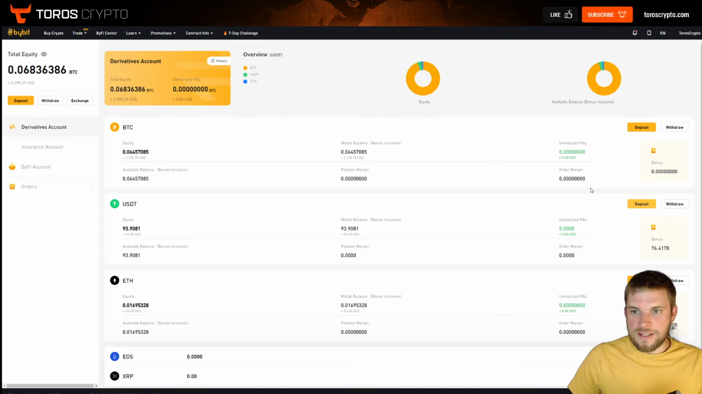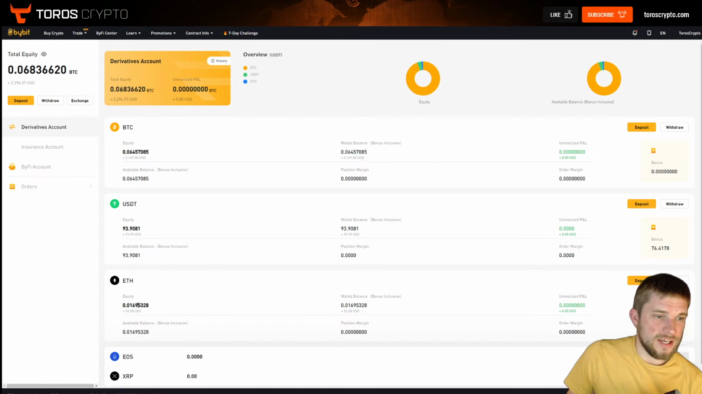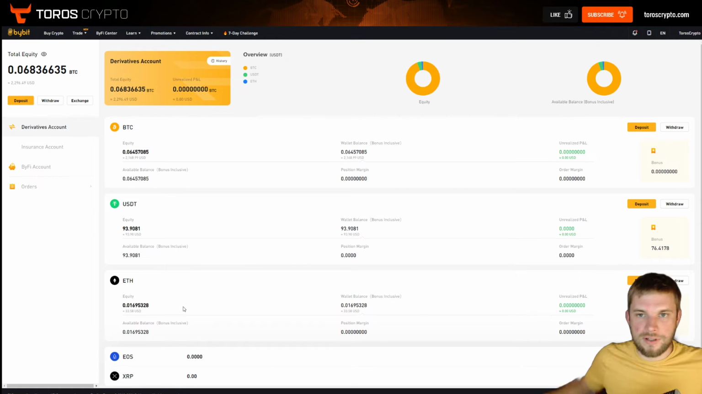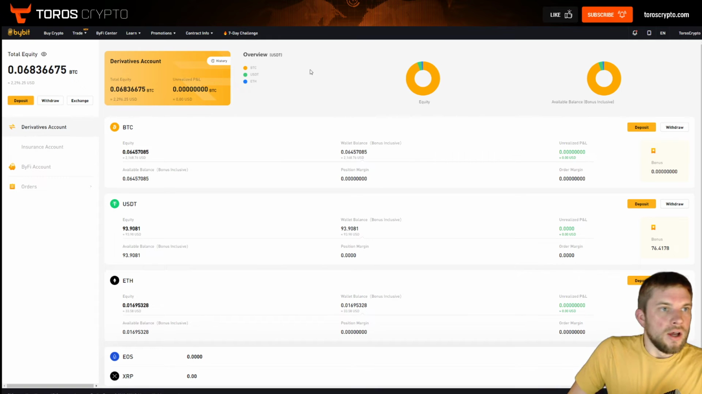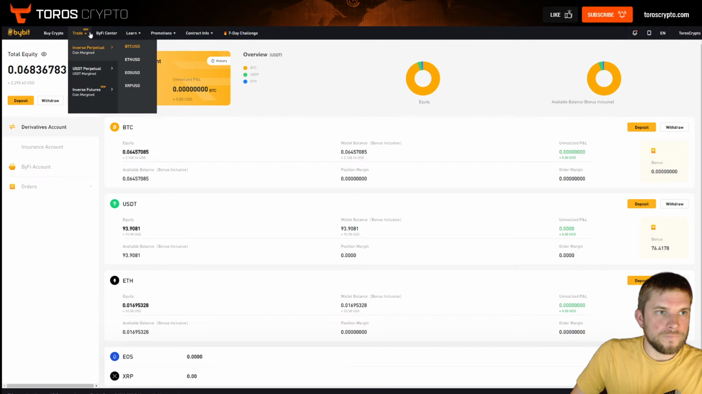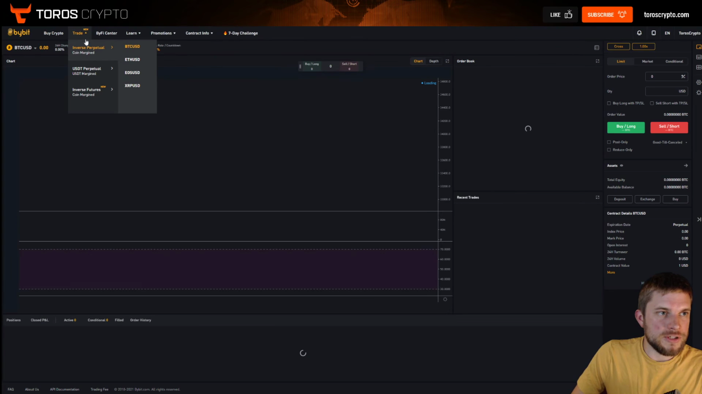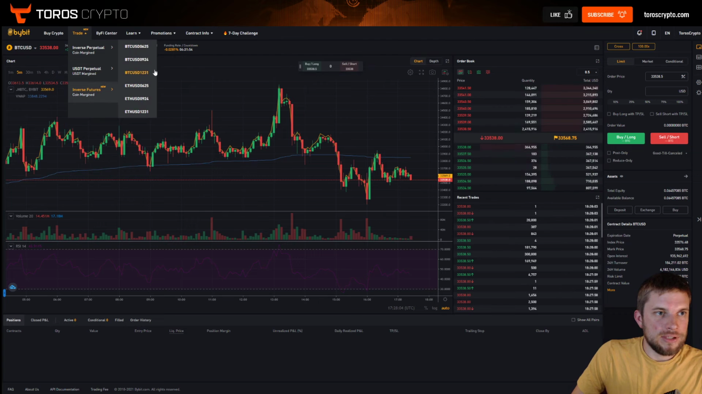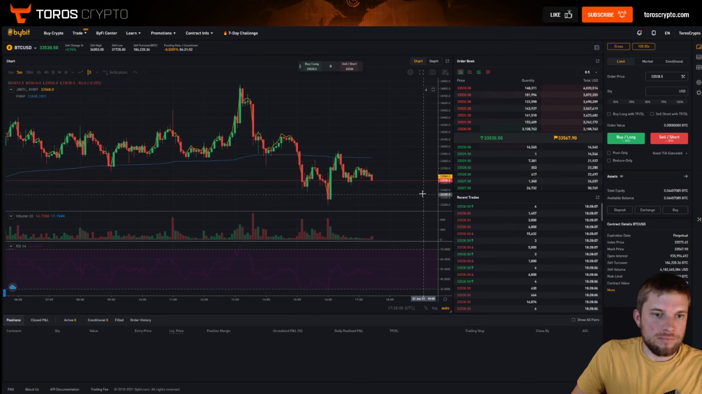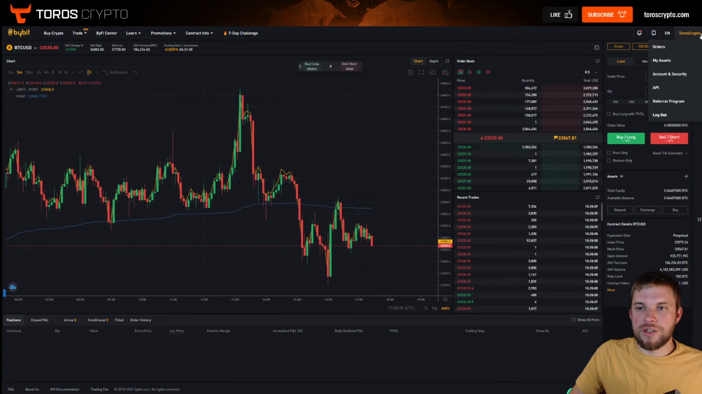Okay, so this is just a really nice, easy way to convert between different assets within the exchange. So again, you can go back to your trading account just by clicking trade at the top here, choosing whichever product you want to use.